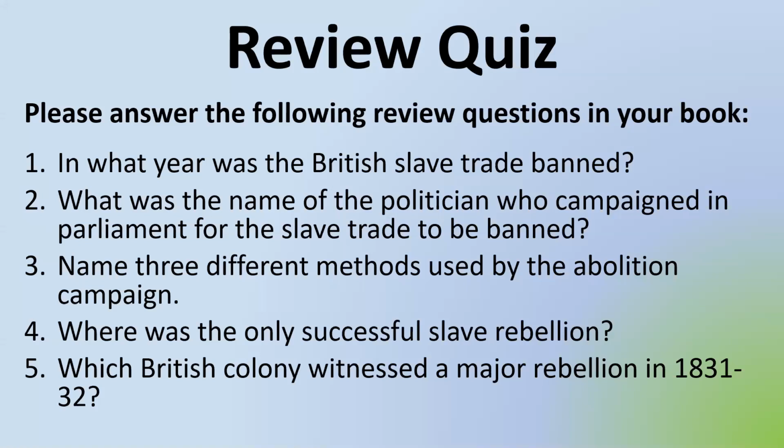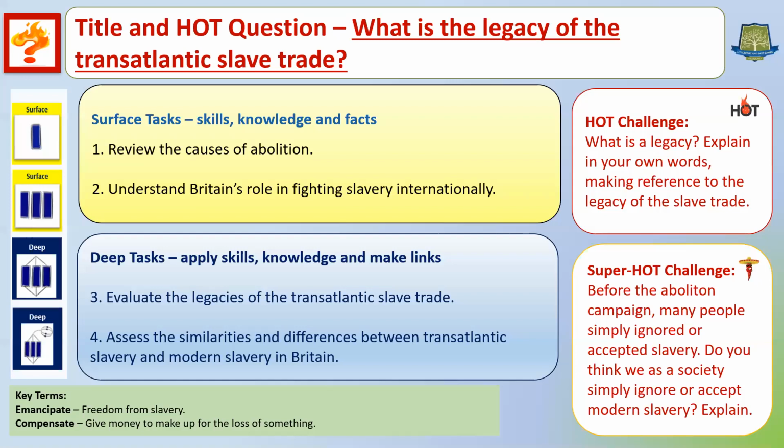First of all, in what year was the British slave trade banned? Secondly, what was the name of the politician who campaigned in Parliament for the slave trade to be banned? 3, name 3 different methods used by the abolition campaign. 4, where was the only successful slave rebellion? And 5, which British colony witnessed a major rebellion in 1831 to 32? Again, have a look back through your notes in order to answer those 5 questions.